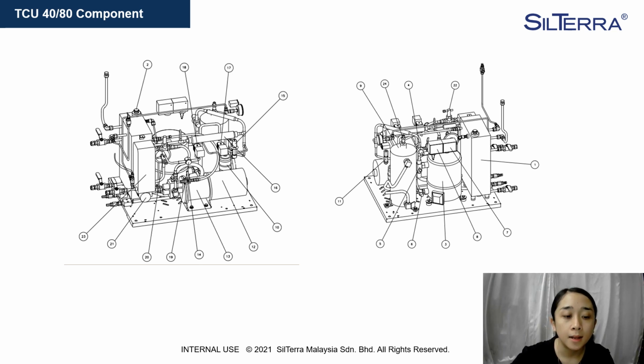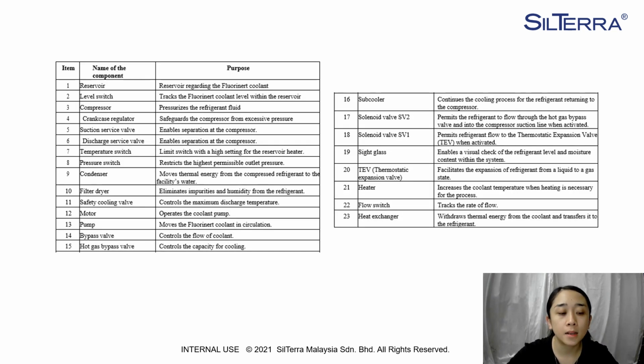Okay. Next, we move to the TCU4080 components. This is the overview of the TCU4080. If you can see the figure, we have around 23 components inside the TCU4080. These are the components inside the TCU4080. The first one is the reservoir. The second one is a level switch.